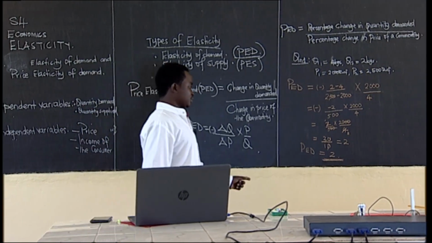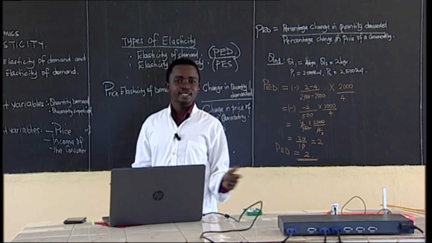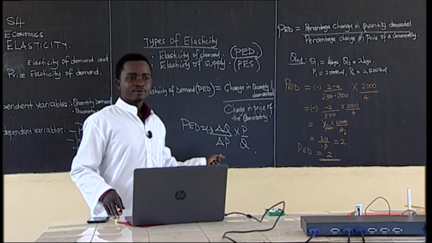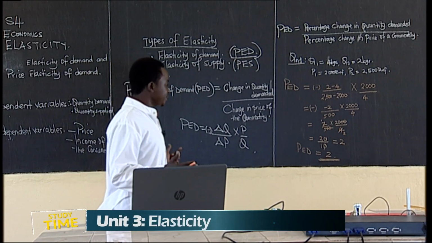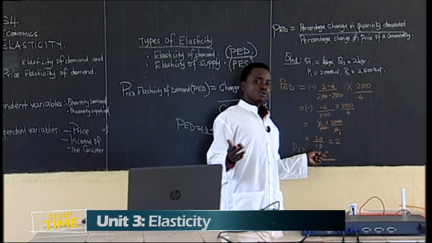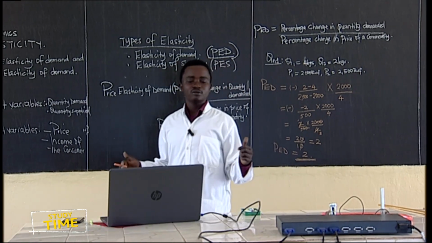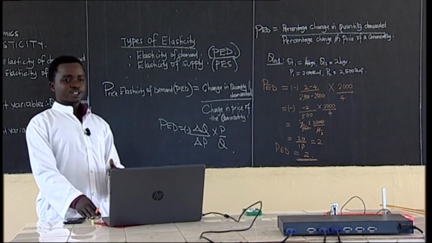Now you see our price elasticity of demand is greater than 1. We shall see how to interpret this. If you calculate and get a PED which is less than 1, greater than 1, 0, or 1, what does that imply? What does that indicate?